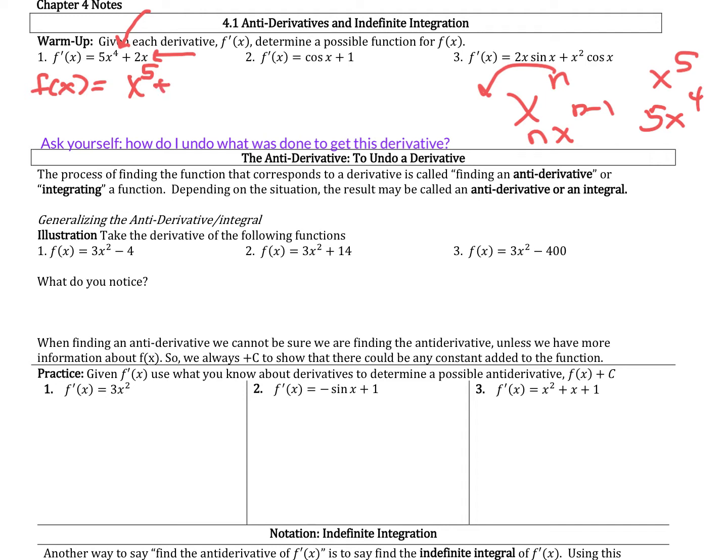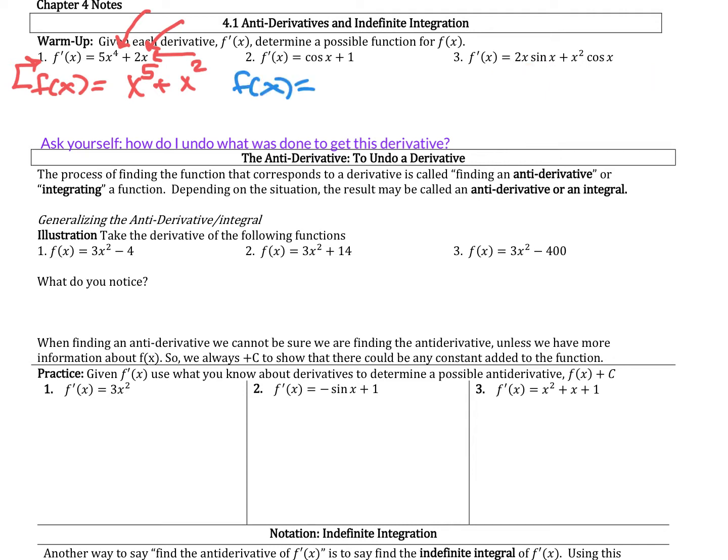Using that same logic, this term here has an x to the 1st power. If I increase that exponent by 1, I get x to the 2nd, and that makes sense. If I take the derivative of x squared, I get back to 2x. So this function in red here, if I take the derivative, I get this derivative that was given in warm-up number 1.